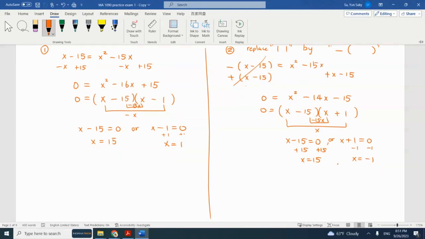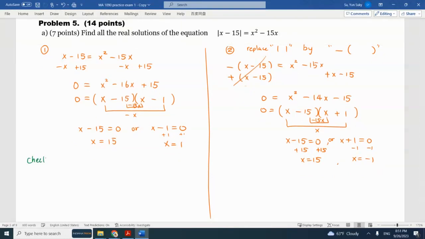And don't forget in this problem, you need to check your work, because not all the answers are solutions. So we plug in, let x equal 15. You get 15 minus 15. Is it equal to 15 squared minus 15 times x? x is 15. Yeah, you get 0 on the left. And on the right hand side, 15 squared is 15 times 15, so they cancel. So check, 15 is a solution.